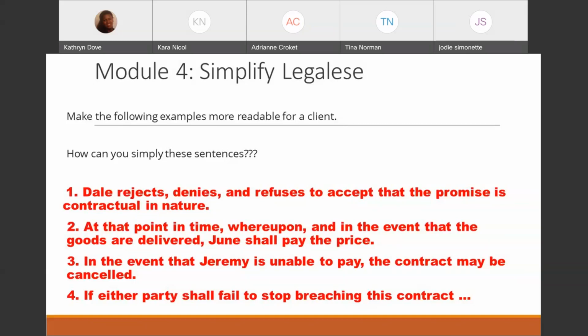So you would simply erase that and say, if either party breaches the contract. Double negatives cancel each other out, Tina. So you just draw a line through that and make it, if either party breaches this contract.